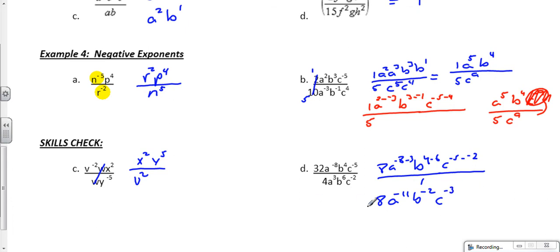Now let's fix it. Right now it's all over 1. So this becomes 8 all over A to the 11, B to the second, and C to the third, because we had to move them to make them positive. And this ends lesson 4.2.